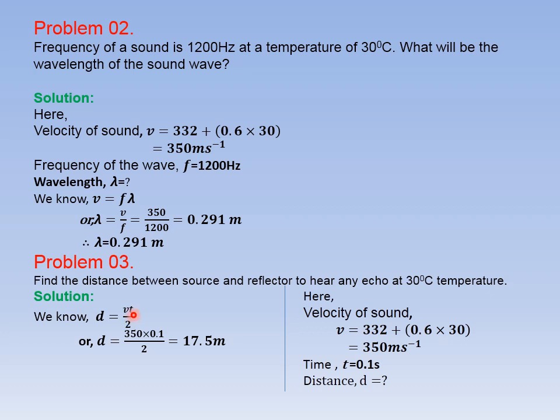t means the minimum time to create an echo, which is 0.1 second. I have written there t is equal to 0.1 second. We know the persistence period of time. So 0.1 second multiplied by 350 divided by 2 is equal to 17.5 meter. This is the distance between the source and the reflector.